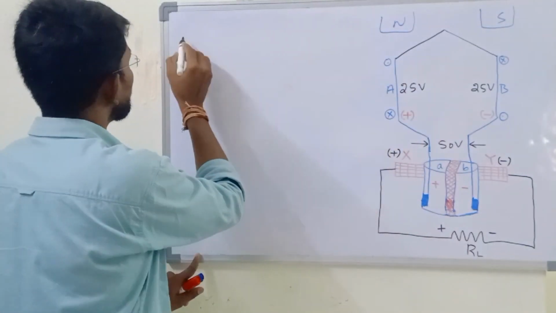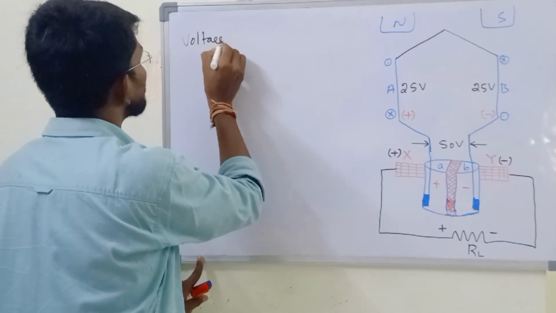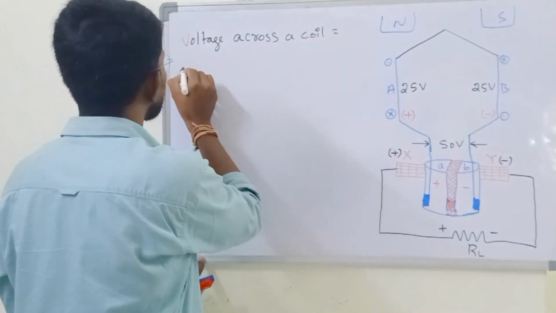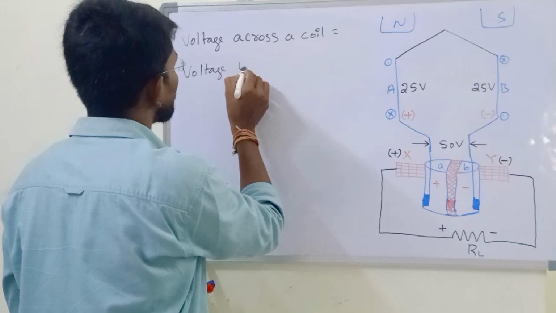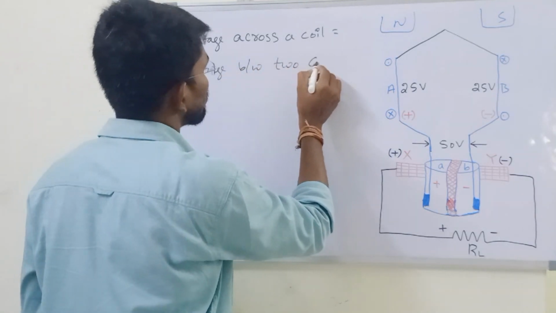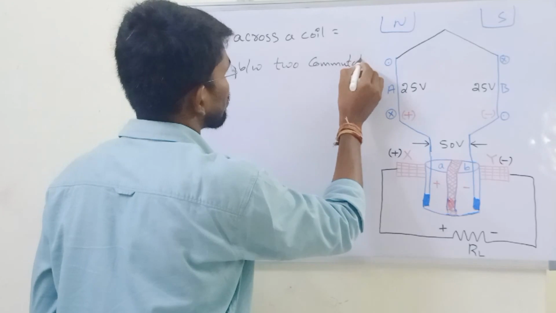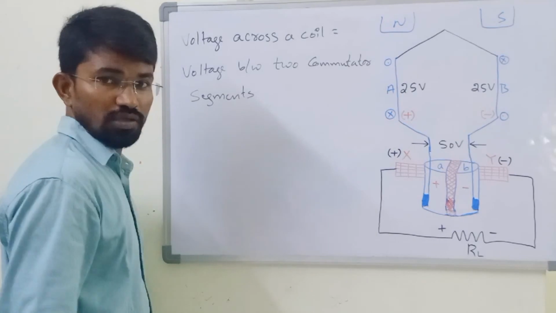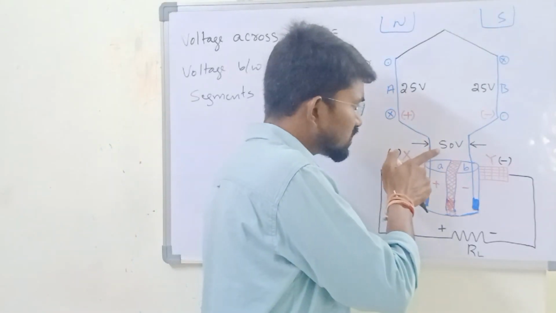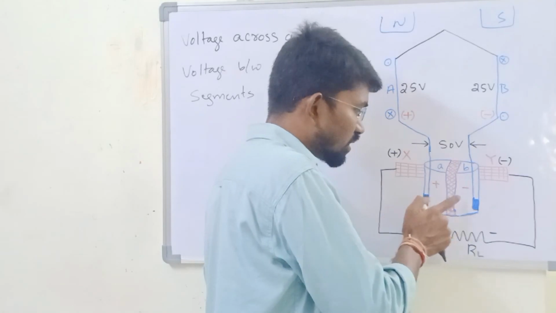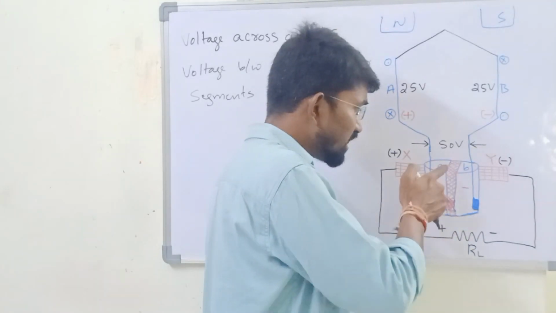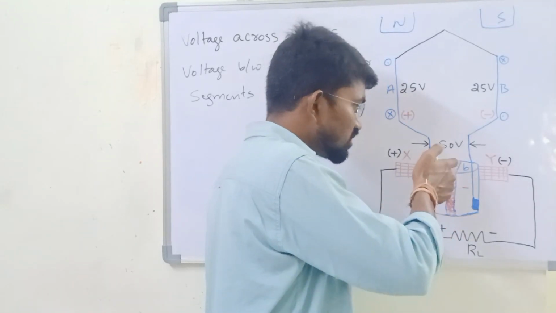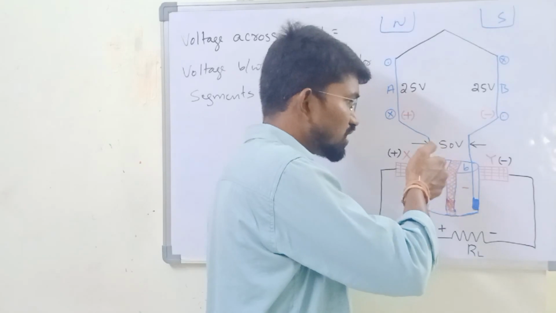Now I can conclude a statement. Voltage across a coil is equal to voltage between two commutator segments. Now observe here, voltage across the coil is 50 volts, voltage between commutator segments is 50 volts. It means indirectly the voltage across this insulation is also 50 volts. I can say this insulation is designed to withstand a capacity of 50 volts.